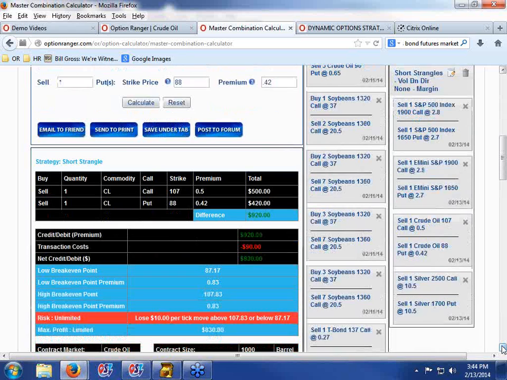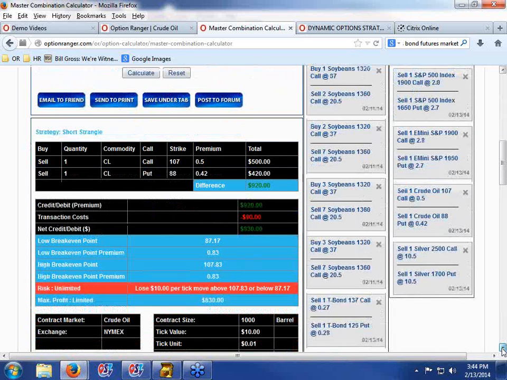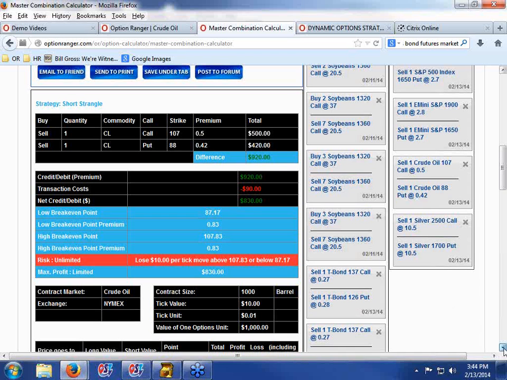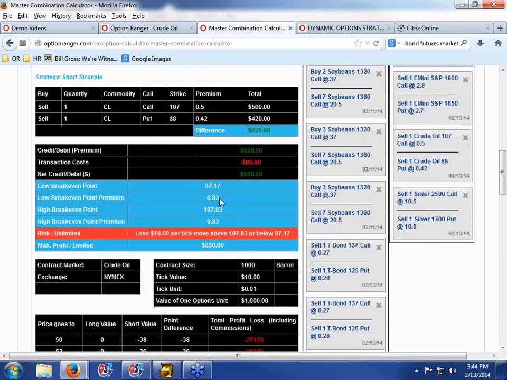Again, in this case, you have the details of the trade, premium collected, total difference. Obviously, you want to input your costs so that you have a net based on this structure of $830. When you put this trade on with these costs, you would be collecting, under this scenario, a net credit of $830. Your premium break-even would be 0.83.